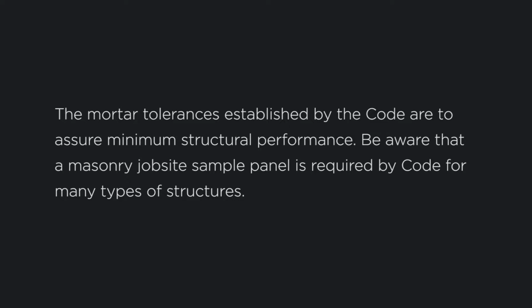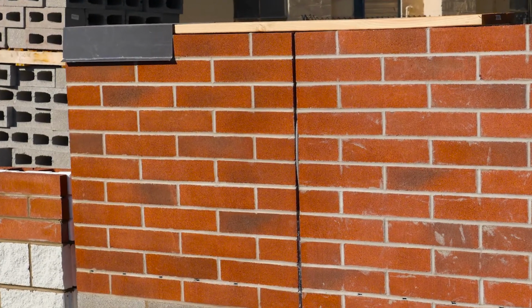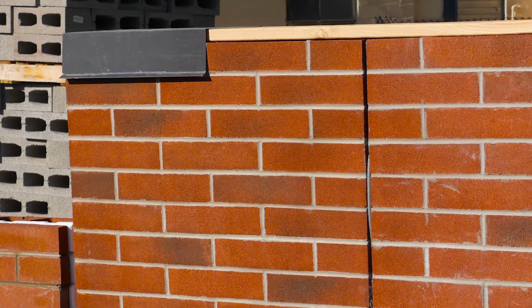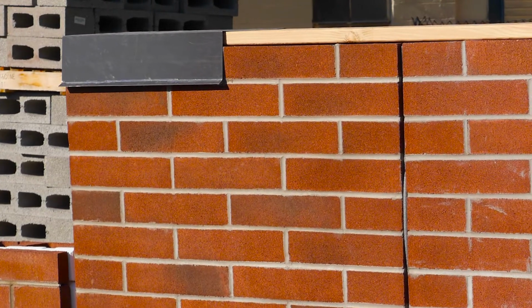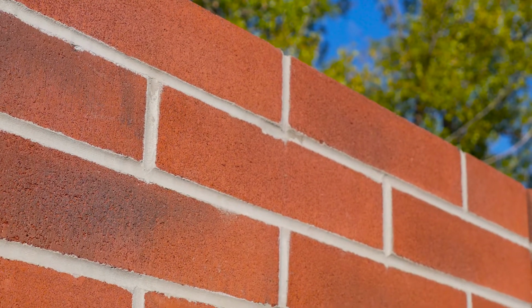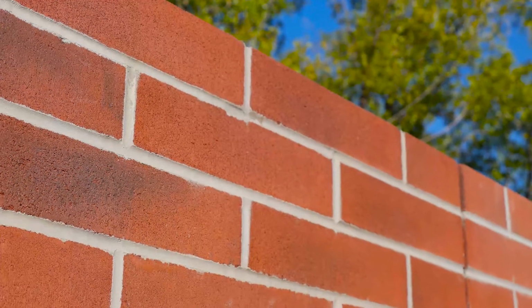Be aware that a masonry job site sample panel is required by code for many types of structures. The purpose of the job site sample panel is to establish both the structural and visual standard of quality. Because the job site sample panel is a visual reference of what the mason agrees to provide, it is important that the mortar joint tolerances of the sample panel be representative of the actual construction. Sample panels will be covered in their entirety in a different module.